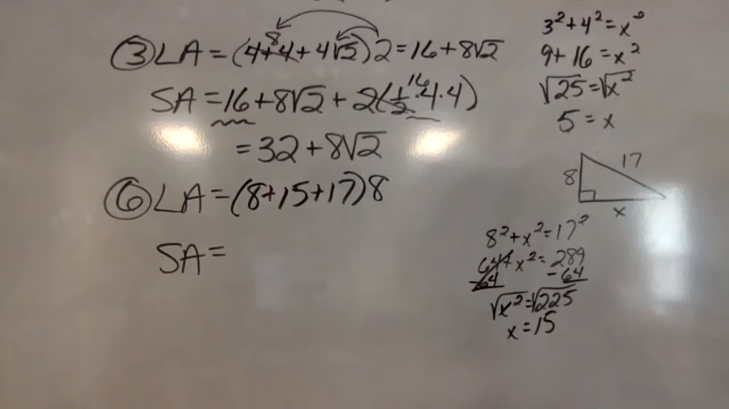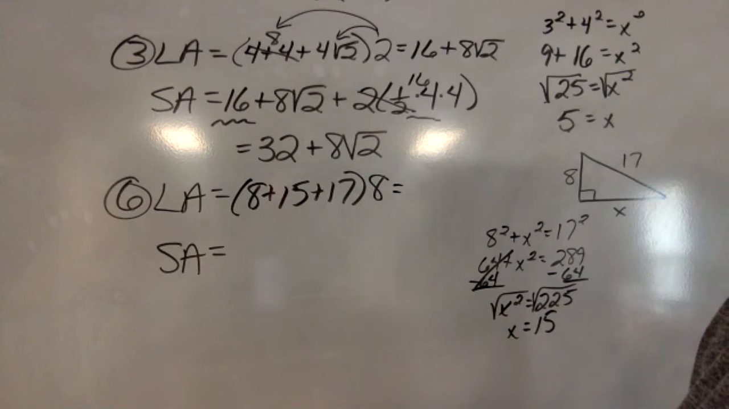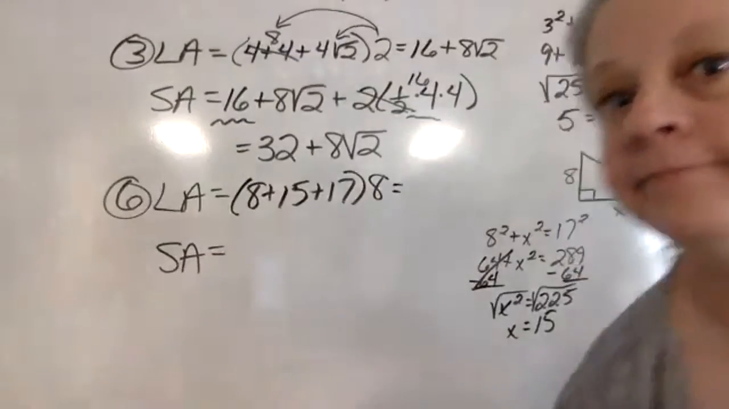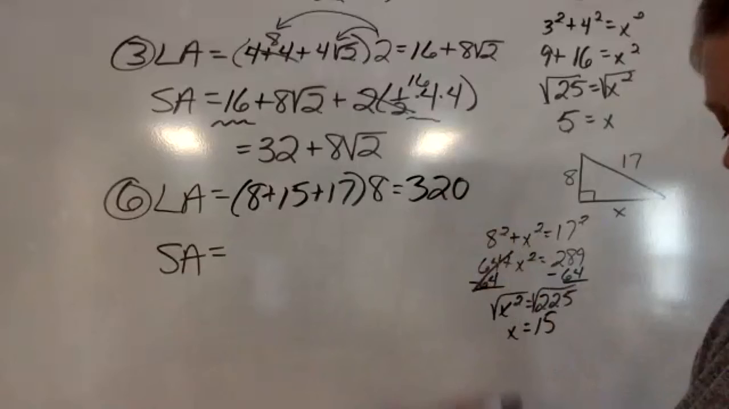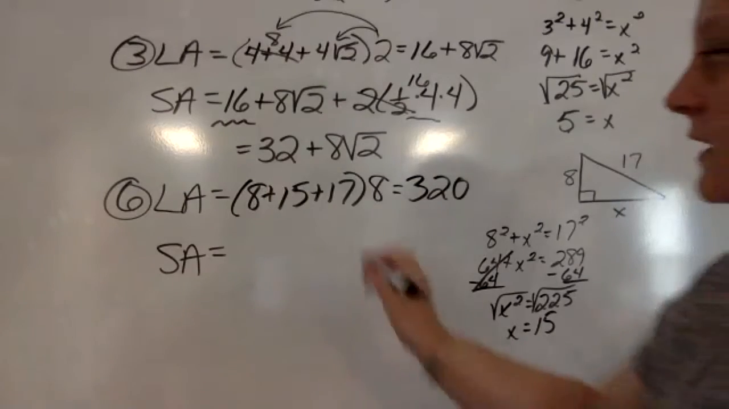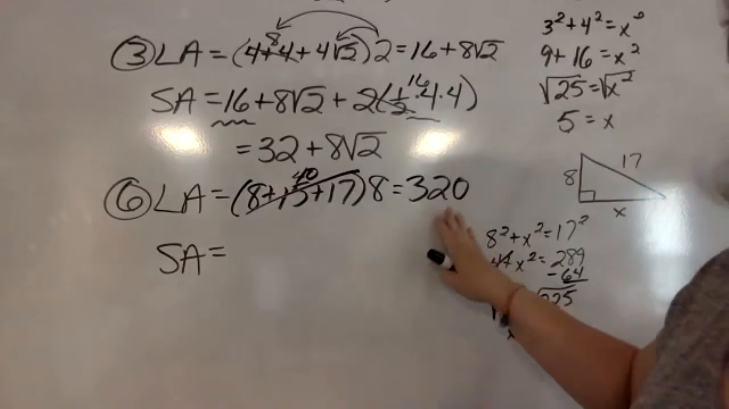Okay, let me multiply that. 8 plus 15 plus 17. 159, I think. I calculated that right. 320. Thank you. That sounds much more like what I got. Because you have 8 plus 15 plus 17. Oh, I didn't put the 40. Yeah, then 40 times 8. I don't know what you did. All right, so this is my lateral area.